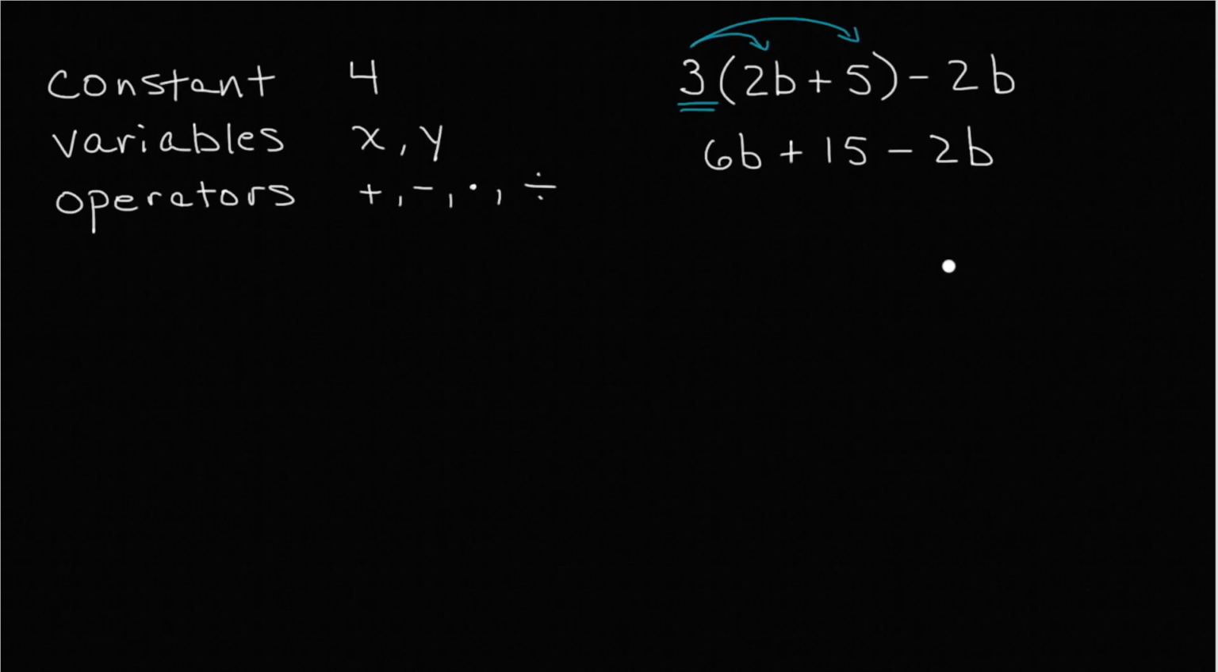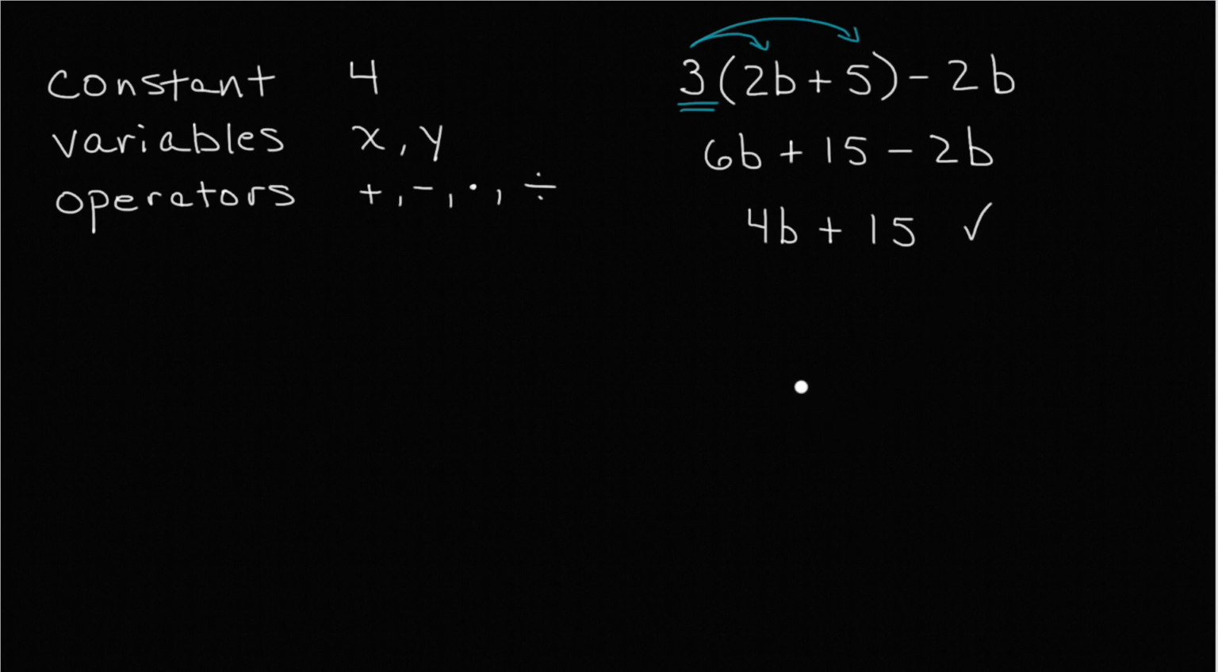Next, I'll have to simplify this by combining like terms. 6b and negative 2b are like terms because they end with the same variable. 15 would not be considered a like term because it's a regular number that's not attached to a variable. So if we combine 6b and minus 2b, we know that 6 minus 2 is going to give us 4, so we're going to have 4b plus 15. And that's the fully simplified version.